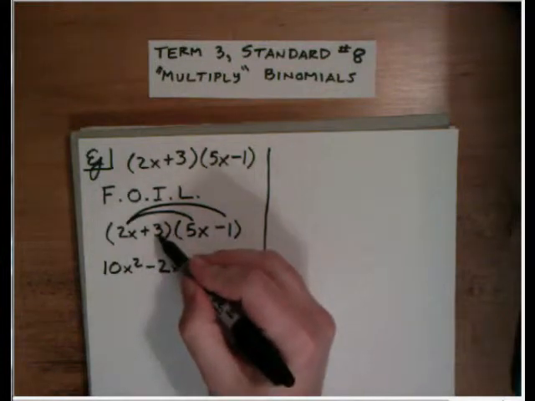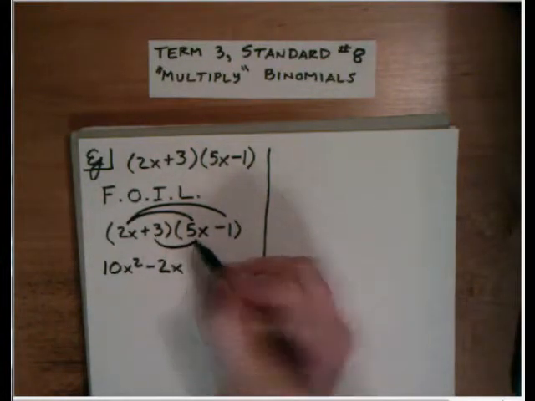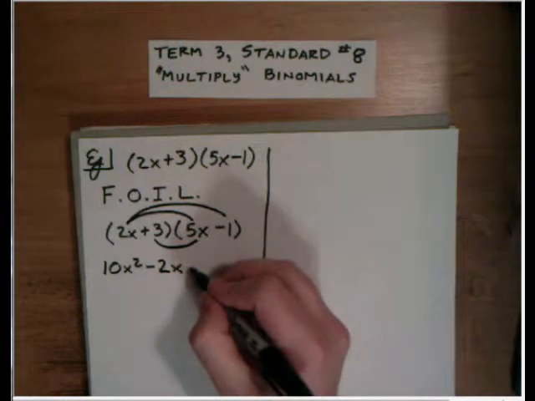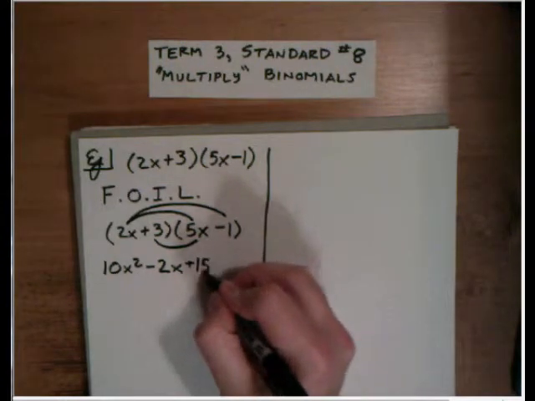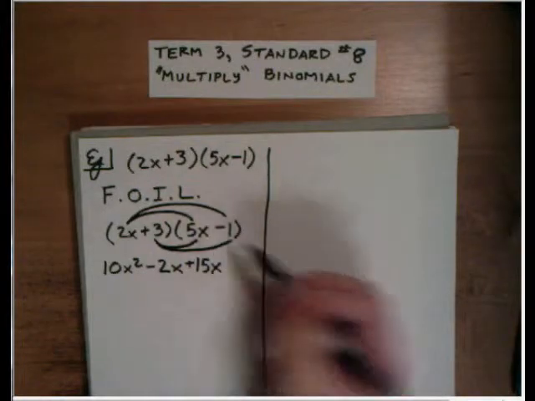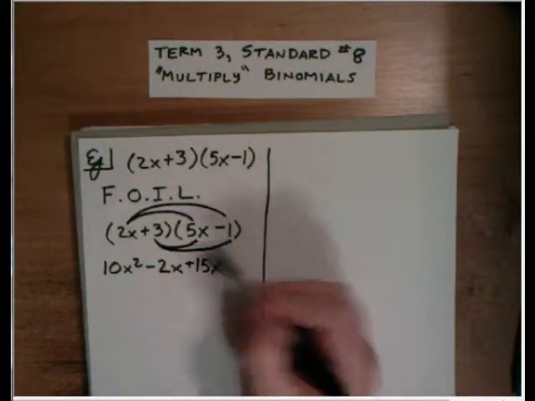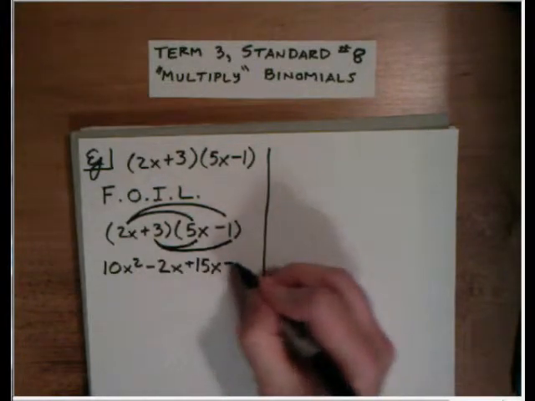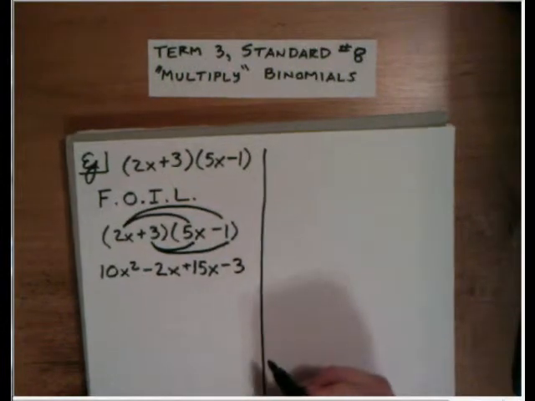Then I stands for inner, so it'll be the inner terms. So positive 3 times 5x will be positive 15x. And then L stands for last. So multiply the last terms in each binomial. Positive 3 times negative 1 is negative 3. And so there we go.